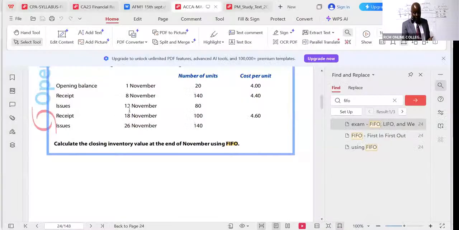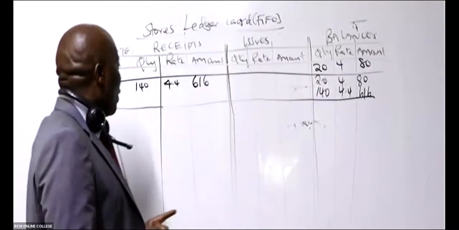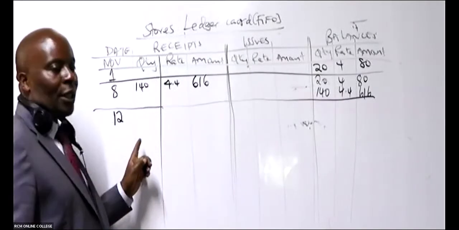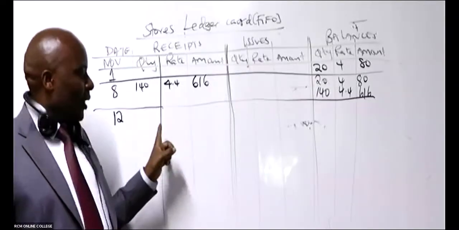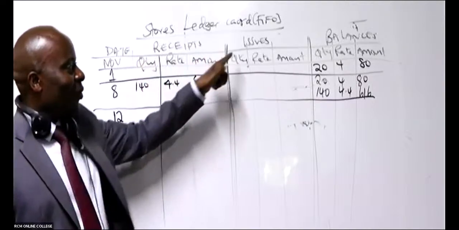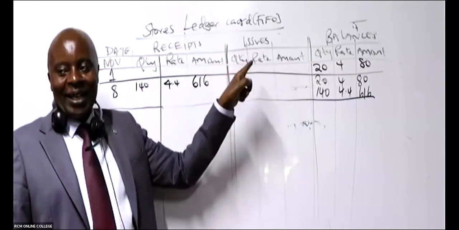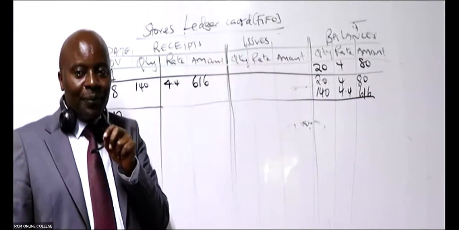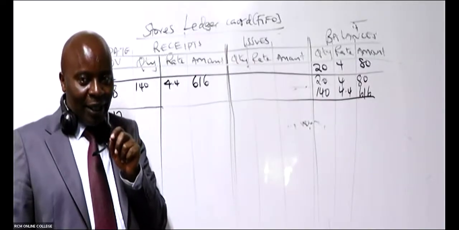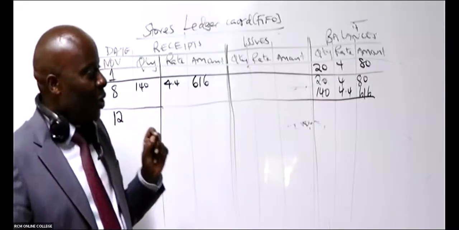So, ladies and gentlemen, after that, we have issues. So on the 12th of November, we issued. So where do I write that issue? Here, right? Wrong. Issue is here. And how many do we issue? 80, right? Can we issue 80 at once?